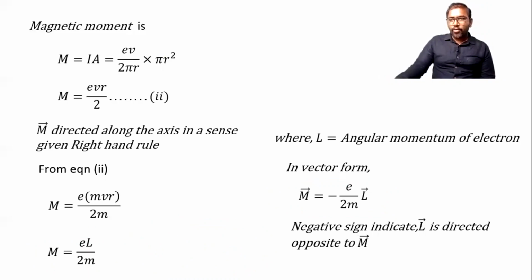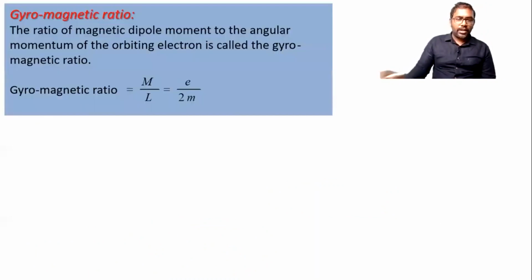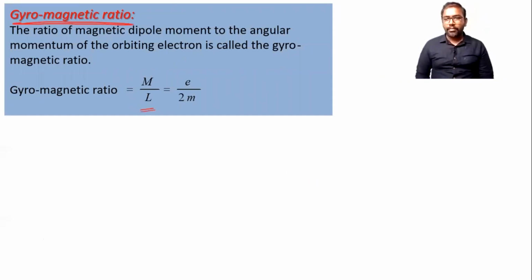Let's see more detail about the gyromagnetic ratio. What is the gyromagnetic ratio? The next article is the gyromagnetic ratio. The gyromagnetic ratio is the ratio of M and L, where M is the magnetic dipole moment and L is the angular momentum. The ratio of the magnetic dipole moment to the angular momentum of a revolving electron is called the gyromagnetic ratio. It is given by the formula e upon 2m. So this is the gyromagnetic ratio.